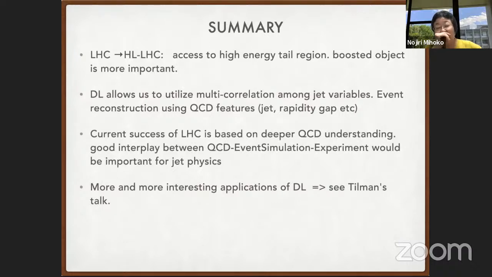So we are currently working on LHC, and we are going to have a high luminosity LHC. So there will be more data in the high energy tail region, and the boosted object will be more important. So deep learning allows us to utilize multi-correlation among the jet variables, and even through reconstruction, using this QCD feature like jet rapidity gap and kind of things will be more important.